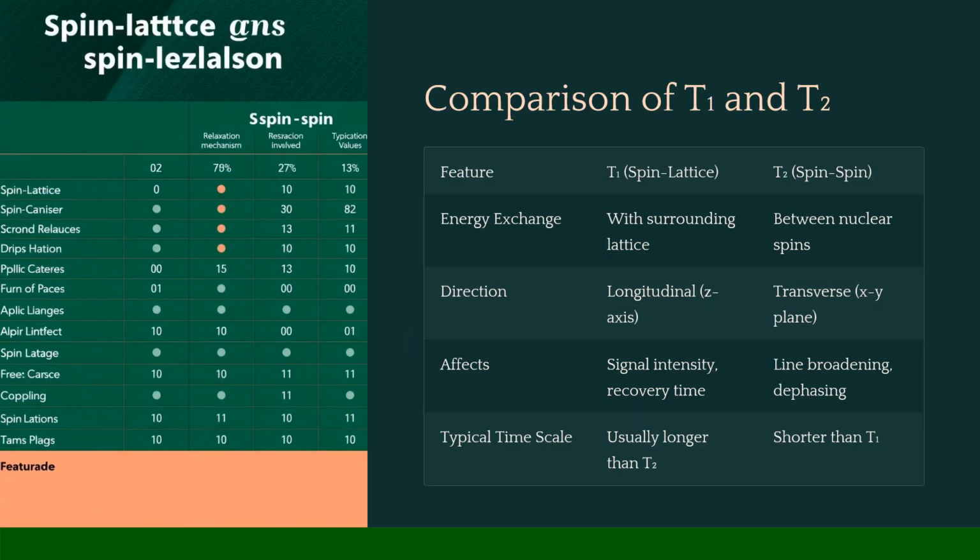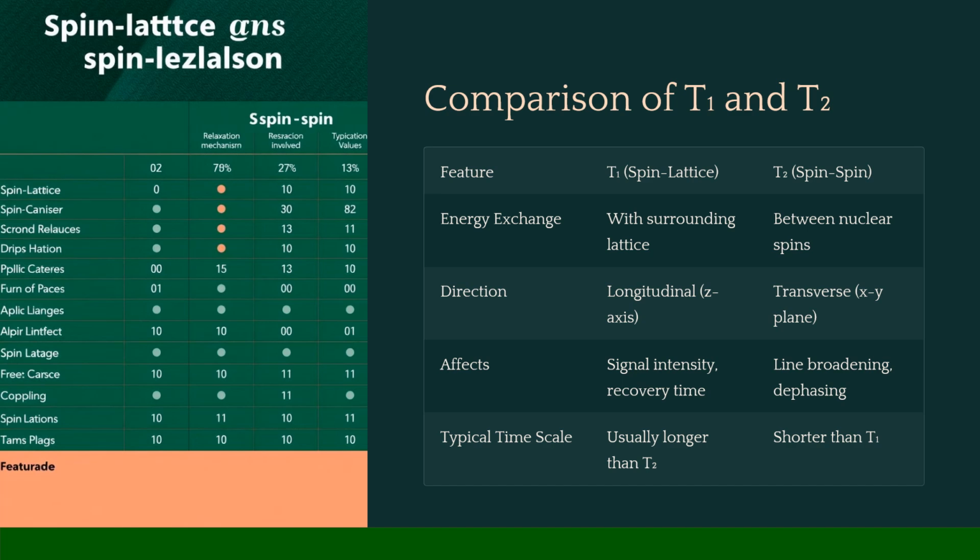Now we're comparing T1, spin lattice, and T2, spin-spin relaxation, based on several key features. Energy exchange. T1 involves energy exchange between the nuclear spins and the surrounding lattice, the molecular environment. T2 involves energy exchange between neighboring nuclear spins themselves, without interaction with the lattice.